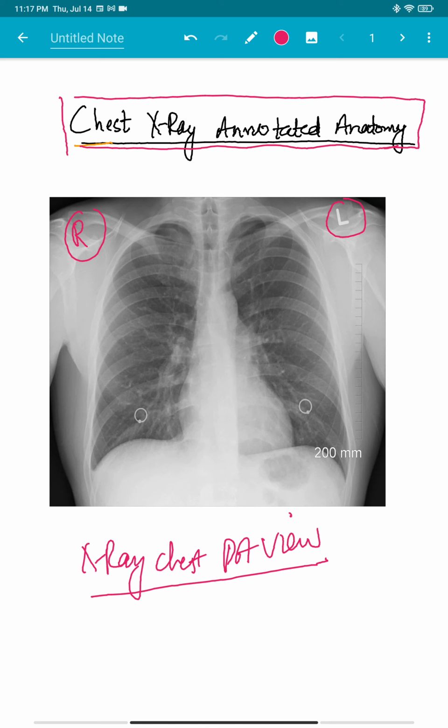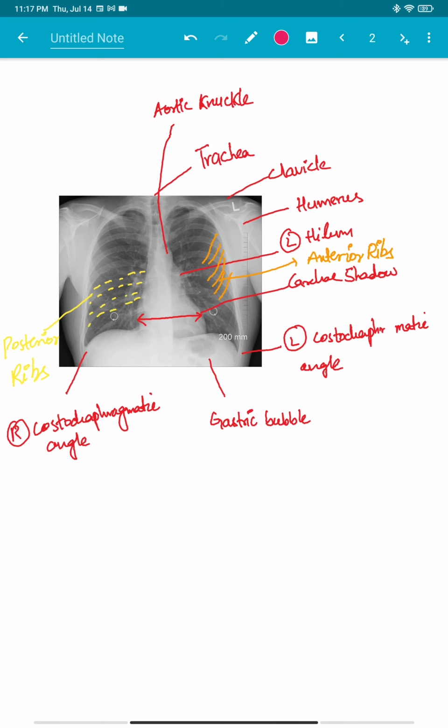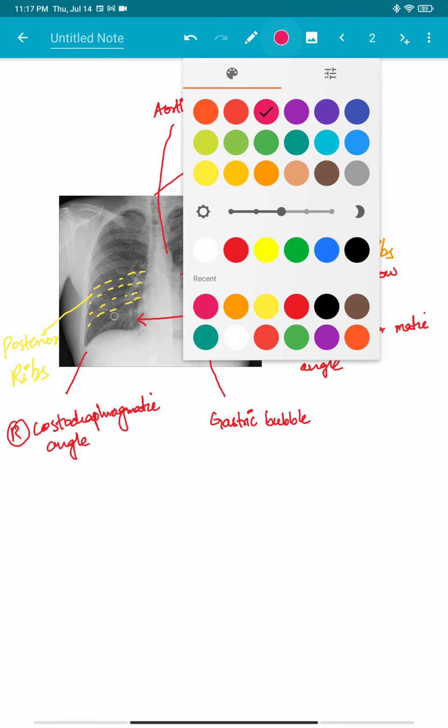So now, without wasting your time, we will start with the basic anatomy of the X-ray chest. Let's see what the basic things are that everyone should know about the X-ray chest. Here I have this annotated picture for you for reviewing the basic anatomy of the X-ray chest.